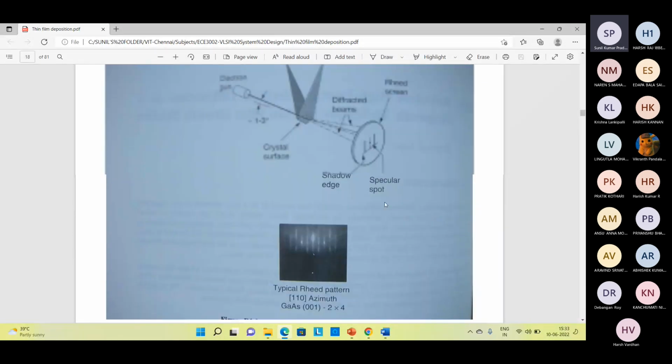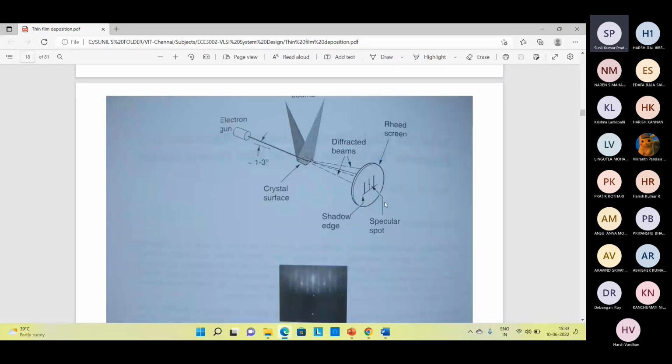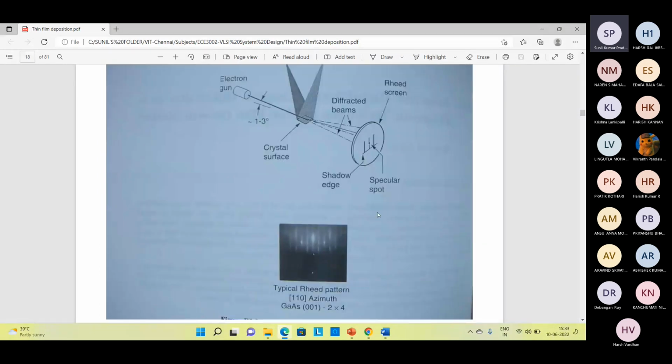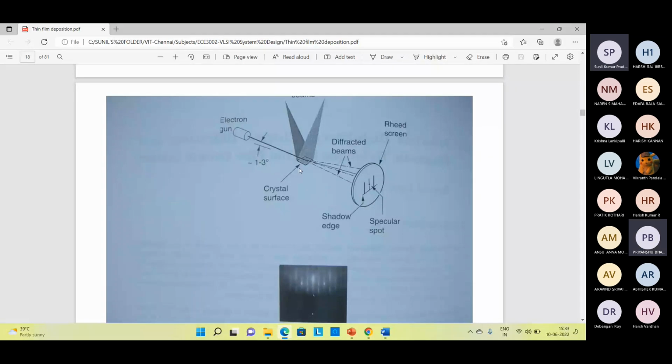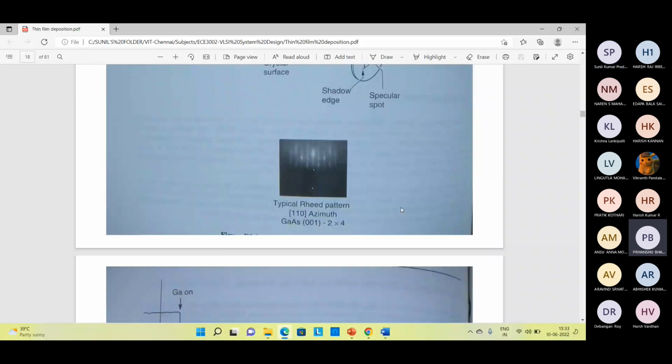So this is actually the typical RHEED pattern. Just like this, we can measure the diffraction beam. You can see the electron gun and the electron diffracted beams after this crystal surface. On the RHEED screen, we can see the specular spot. So like this is actually our case.